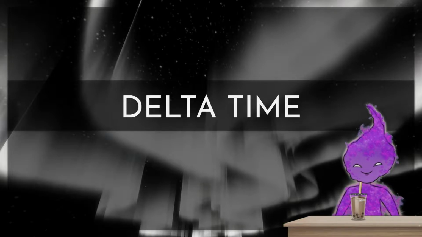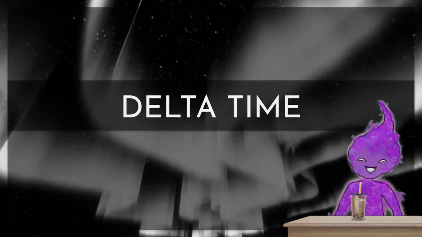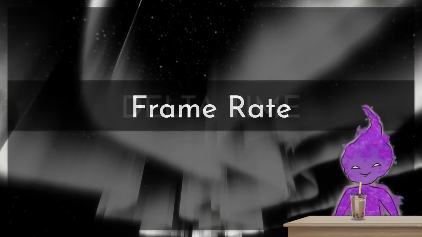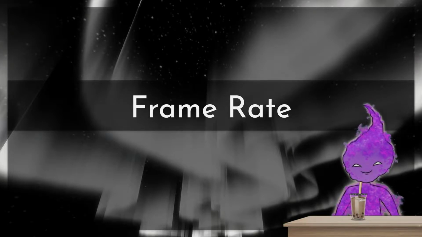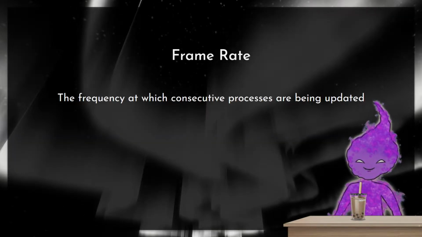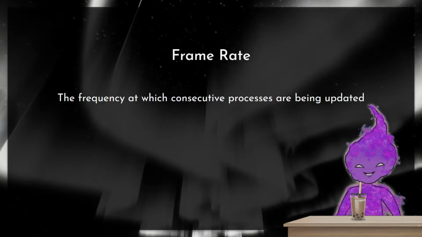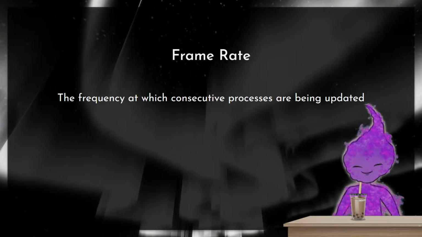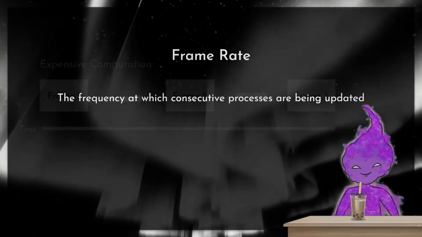We need it. But before we get into delta time, let's talk about something that you might be more familiar with, and it's about frame rate. Frame rate is the frequency at which consecutive processes are being updated. Frame rate value might be continuously changing depending on the platform, device capabilities, and the usage of the computer.